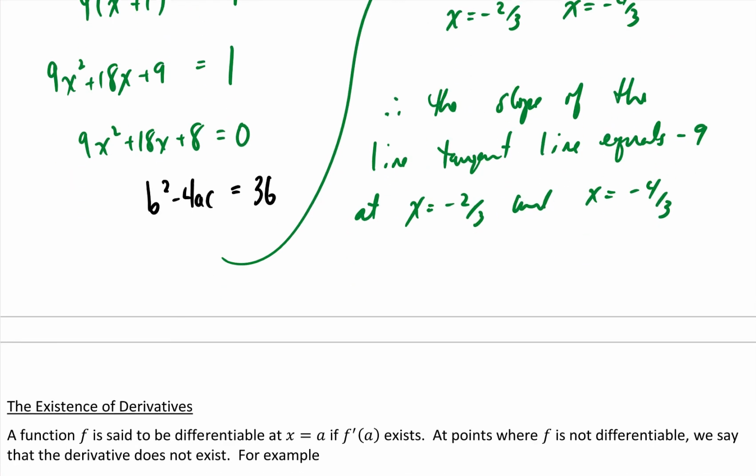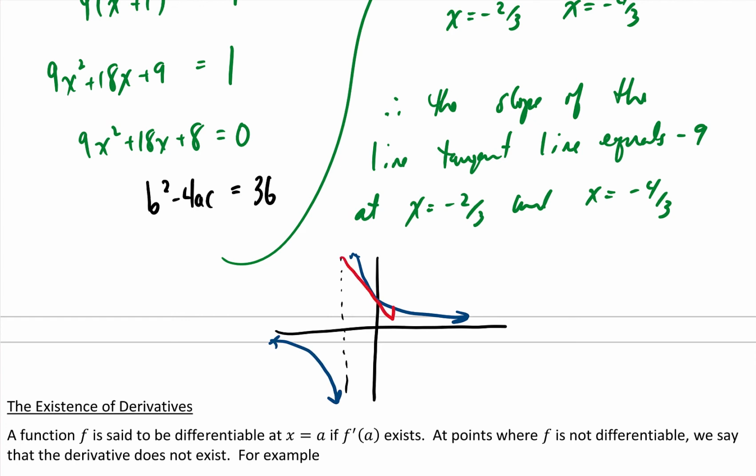And if you're curious as to what that looks like, let's say here is our graph of our function. So we know it has a vertical asymptote at negative 1. And what we're saying is we have a slope of a tangent equal to negative 9. Let's say somewhere here and somewhere here. So those would be your two x values, negative 2/3 and negative 4/3.